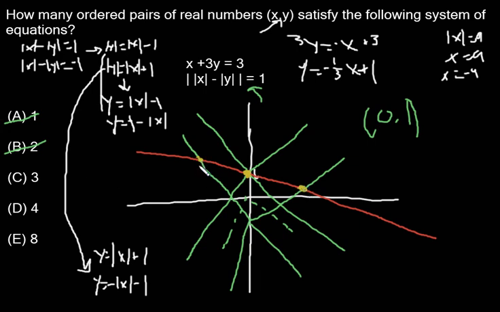So what is that? That's 3 intersections, all right? So 3 ordered pairs that we don't know, but we know that it crosses 3 times. And look, we have an answer right here. The answer is going to be C because it crosses 3 times, which means that there are 3 ordered pairs.